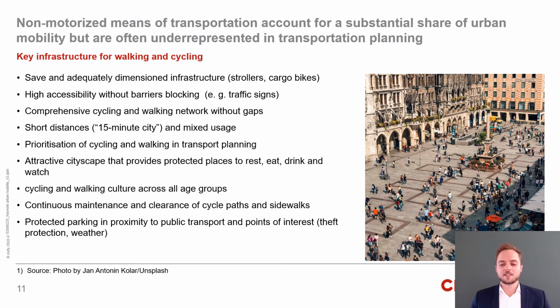And there's a really interesting book that I can recommend on this, written by the Danish architect Jan Gehl, called "Cities for People." He really points out the different needs of people who walk and of people who are cycling, and gives you a good idea what is important in terms of how the infrastructure needs to be and what are good examples.